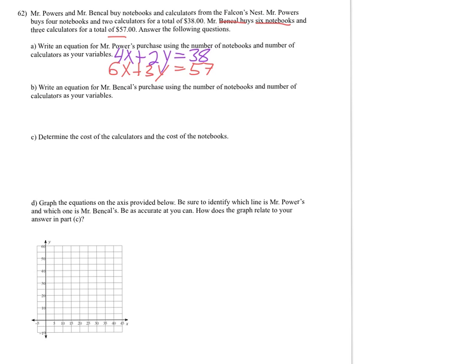All right. Write an equation for Mr. Powers' purchase using the number of notebooks and the number of calculators as your variables. Because I made something wrong with this equation, I'm going to change this to $60.